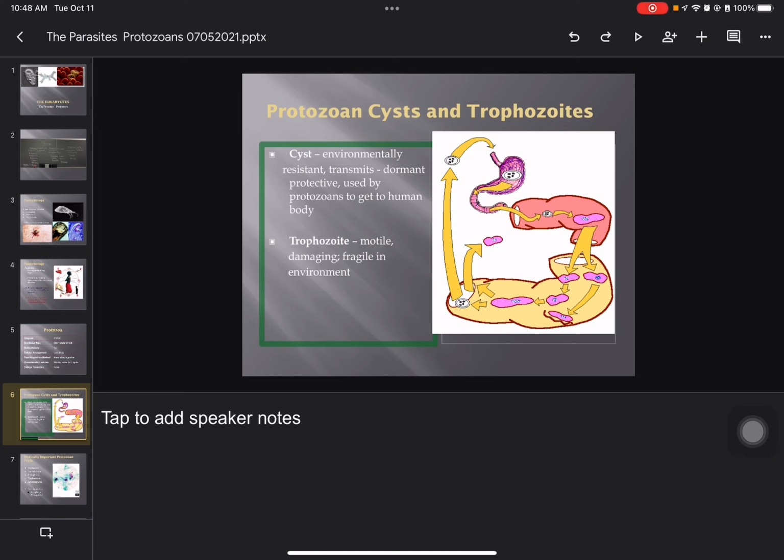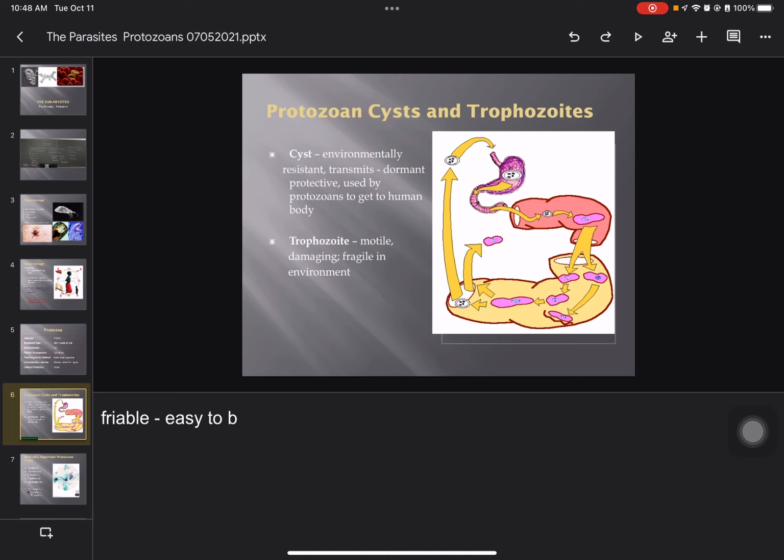You like it when I use these nice big words. What is that, friable? Can break apart easy. Yeah. So once they're in the stomach, they're more friable. They move into the small intestines, and they break apart. And then the trophozoite starts growing. The trophozoite is what causes the infection. The cyst is how it gets into the body.